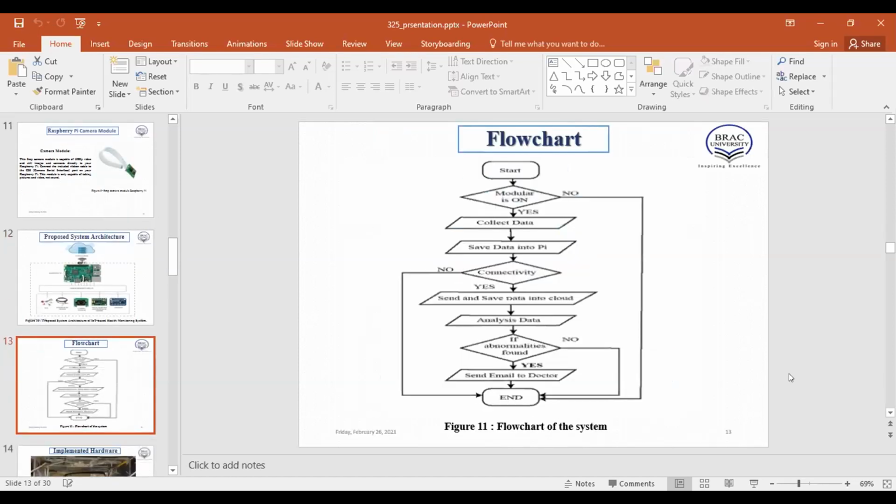Here is the flowchart of the total system. First, we have to start the system, then it will check whether the module is on or off. If the module is off, then the system will go to an end. If the module is on, then it will collect data, save data into the Pi, and if it gets network connectivity, then it will send and save data into the cloud and analyze the data. If not, then the system will end. If it gets network connectivity and abnormality is found, then an emergency email option sends an automatic email, and the process goes through like this.